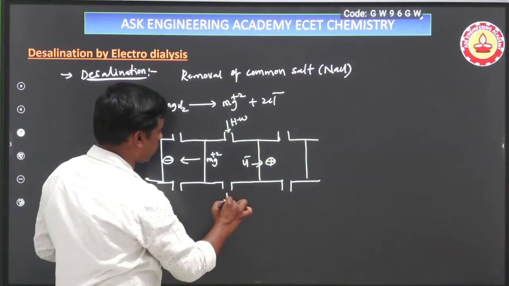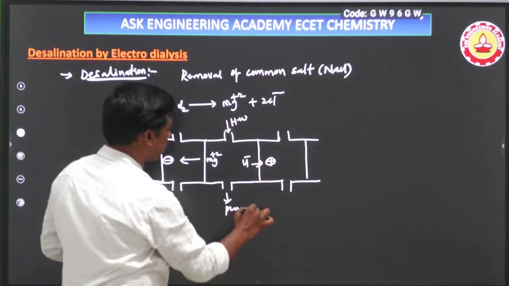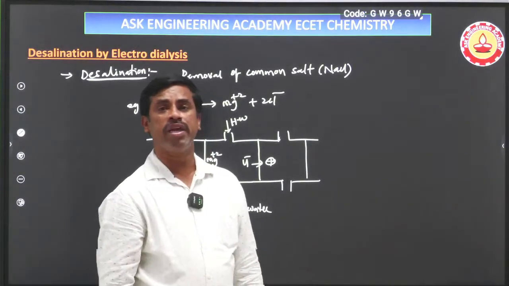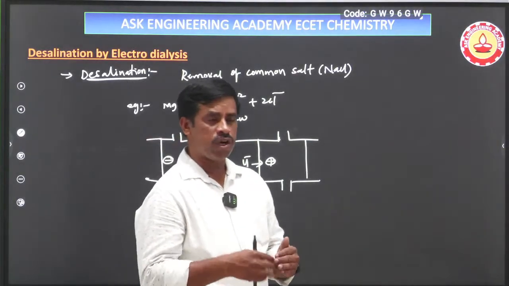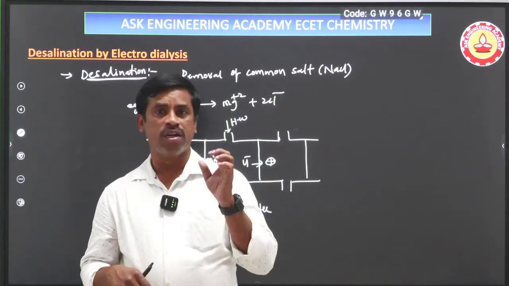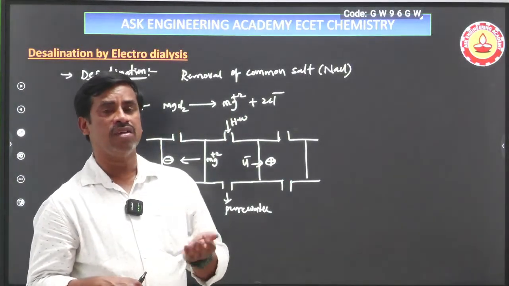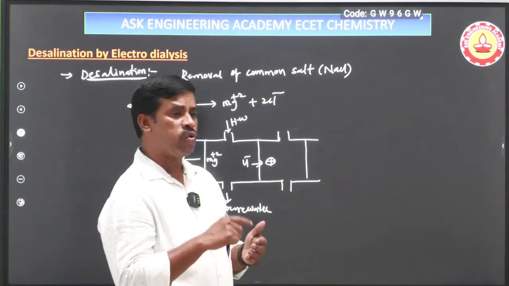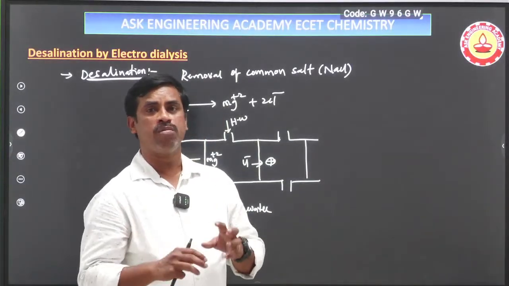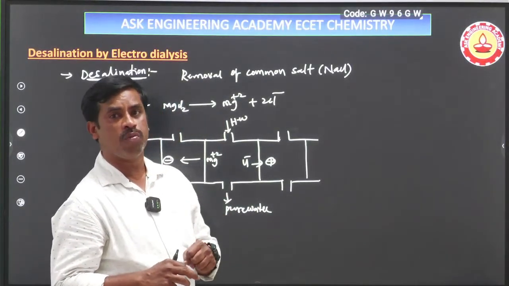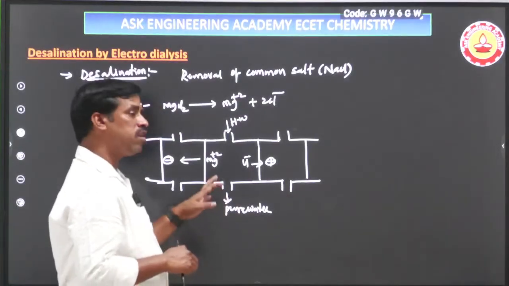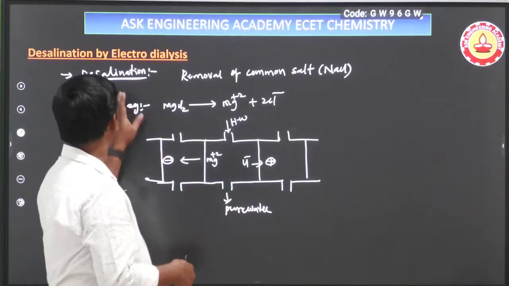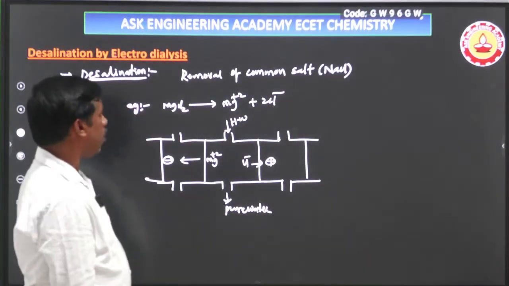Here pure water is going to collect from here. Pure water is going to collect. All dissolving positive and negative ions are going to be removed by electrodialysis. Cation is going to be attracted by the negative electrode and anion is going to be attracted by the positive electrode. Simply, different ions are attracted by the oppositely charged electrodes and removed, including common salt and hardness causing salts etc. This is known as desalination by electrodialysis.